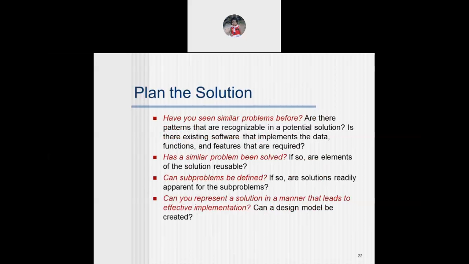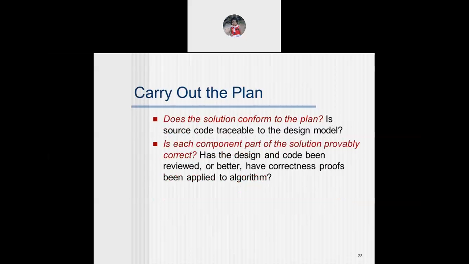Can sub-problems be defined? If so, the solutions are readily apparent for the sub-problems. Can you represent a solution in a manner that leads to effective implementation? Can a design model be created? Carry out the plan. Does the solution conform to the plan? Is source code traceable to the design model? Is each component part of the solution provably correct? Has the design and code been reviewed? Or better, have correctness proofs been applied to the algorithm?